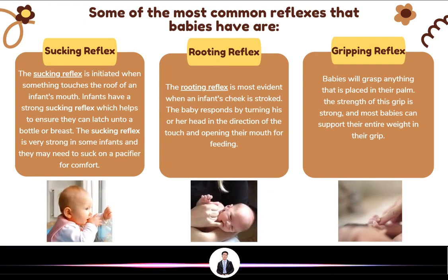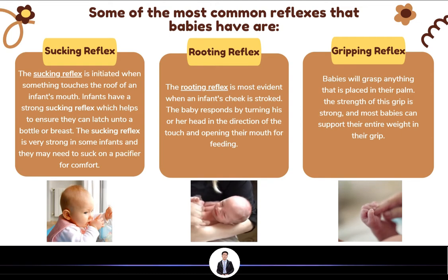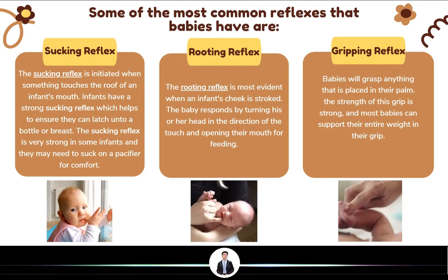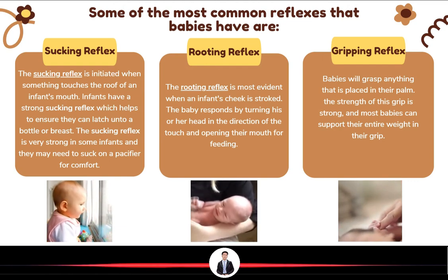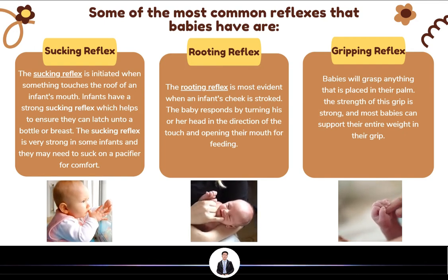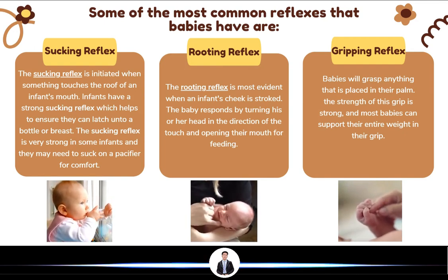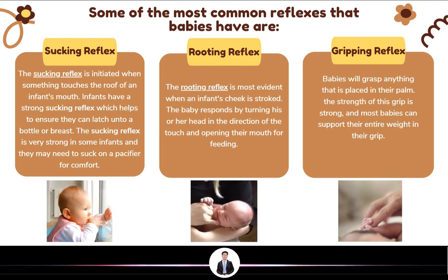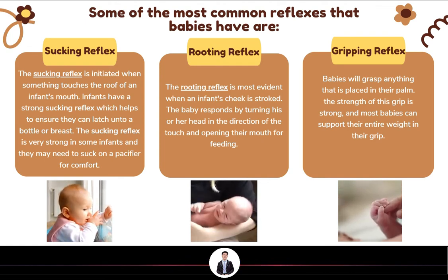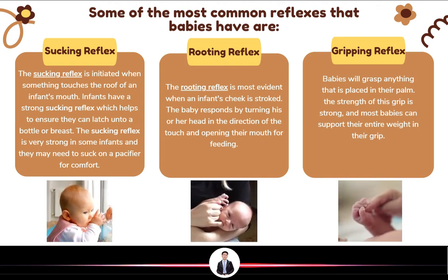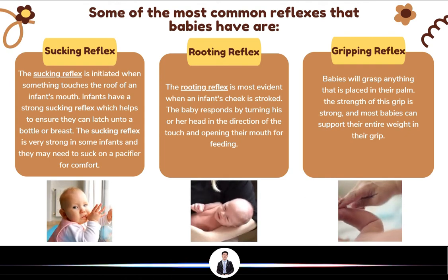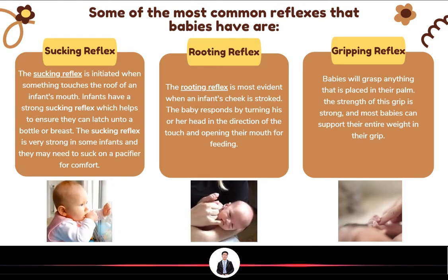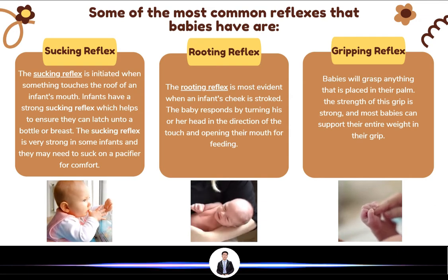Okay, so the next one is the rooting reflex. The rooting reflex is most evident when an infant's cheek is stroked. The baby responds by turning his or her head in the direction of the touch and opening their mouth for feeding. As you would notice, the person tried to stroke the baby's left cheek, and then the baby started to turn his or her head to the left as well, to open the mouth on the left side, because he's trying to latch his mouth onto something. And of course, that's also part of the sucking reflex, he needs to feed.